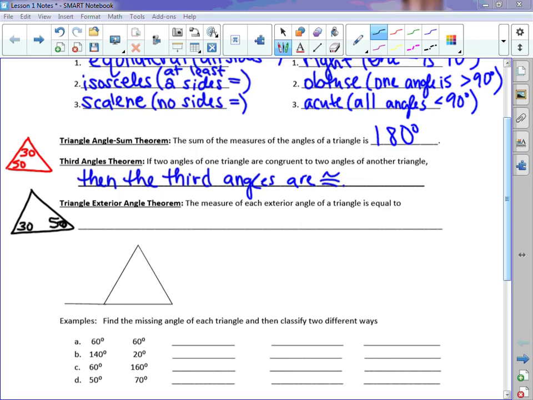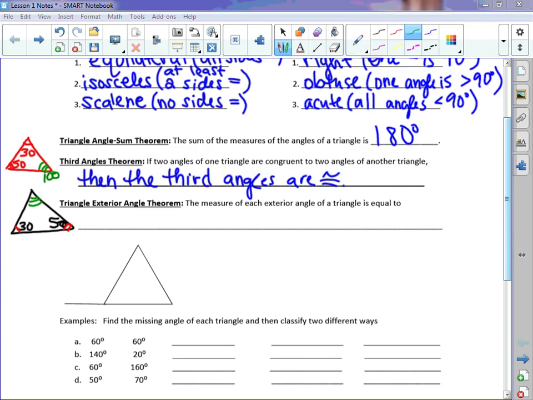So this theorem says if two angles of one triangle are congruent to two angles of another triangle, so we have our 30 is congruent and our 50 is congruent, then the third angles are also congruent. Let's see if that makes sense. If I have 50 and 30, how much must this last angle be? 100. Good, although it might not look like it, it's 100 degrees.